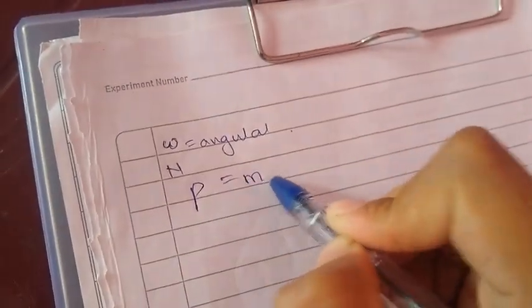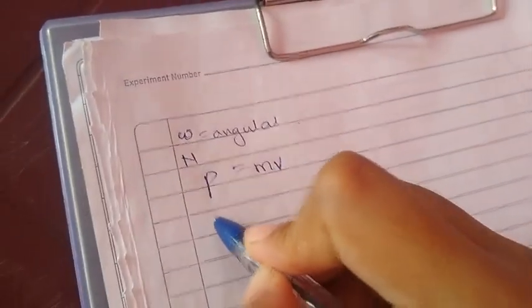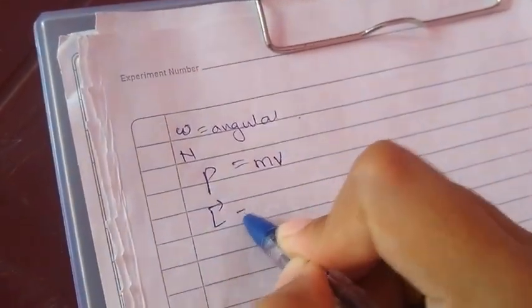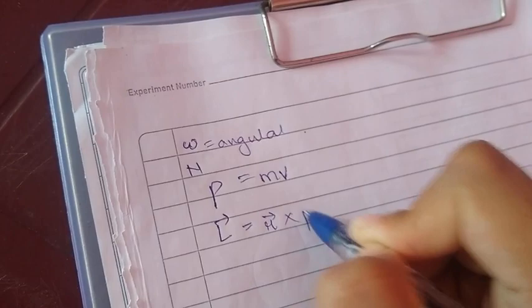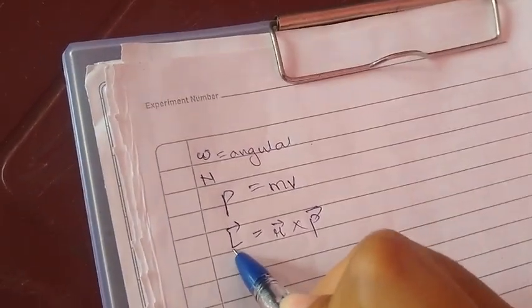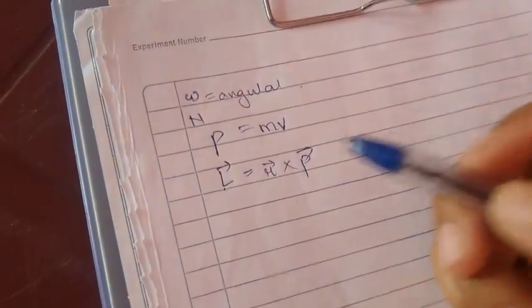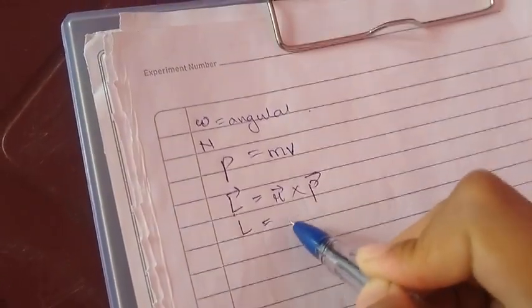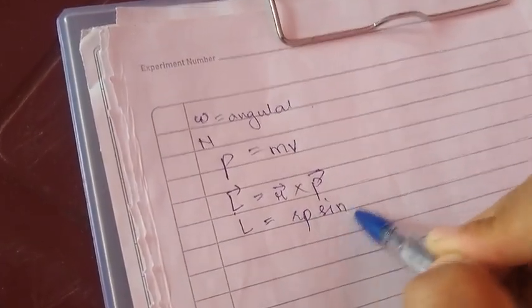First of all, the linear momentum is given as P, which is equal to the mass into velocity. Now, the angular momentum is equal to r cross P. Now, all these are vector quantities. So, L is angular momentum, P is the linear momentum. You can write this as r p sine of theta.